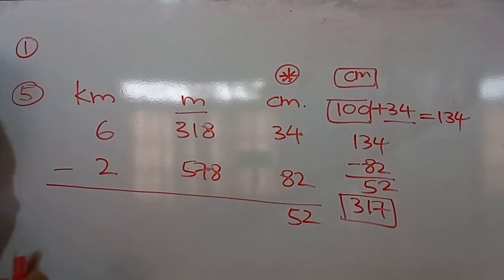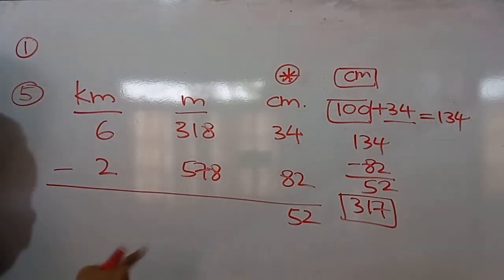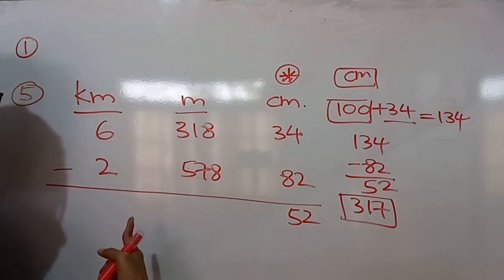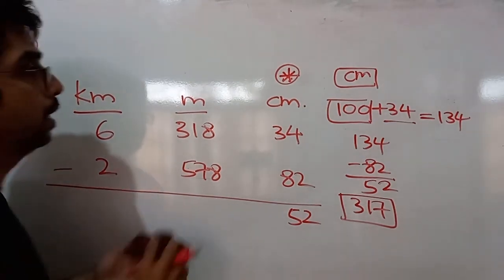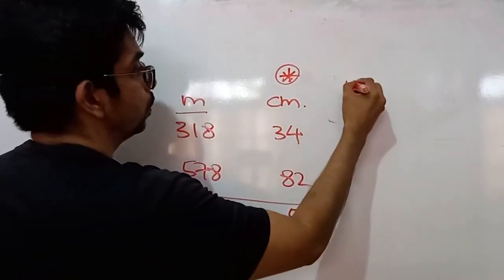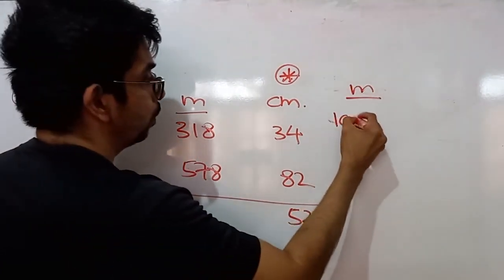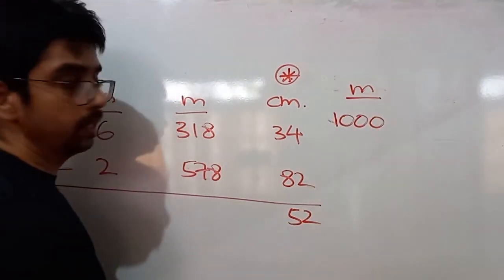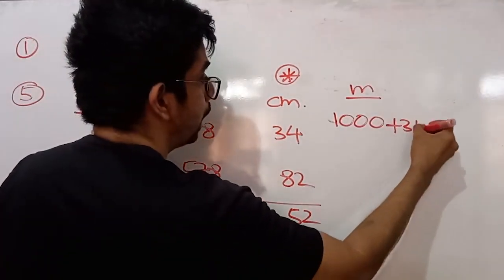Then what do we have to do? We have to borrow a 1 from the kilometer section. So when we borrow a 1 from the kilometer section, what will be the total amount of meters? Right? I will erase this section now. Okay. So meter section. So we borrowed 1 kilometer. That means 1000 meters. Then 317.